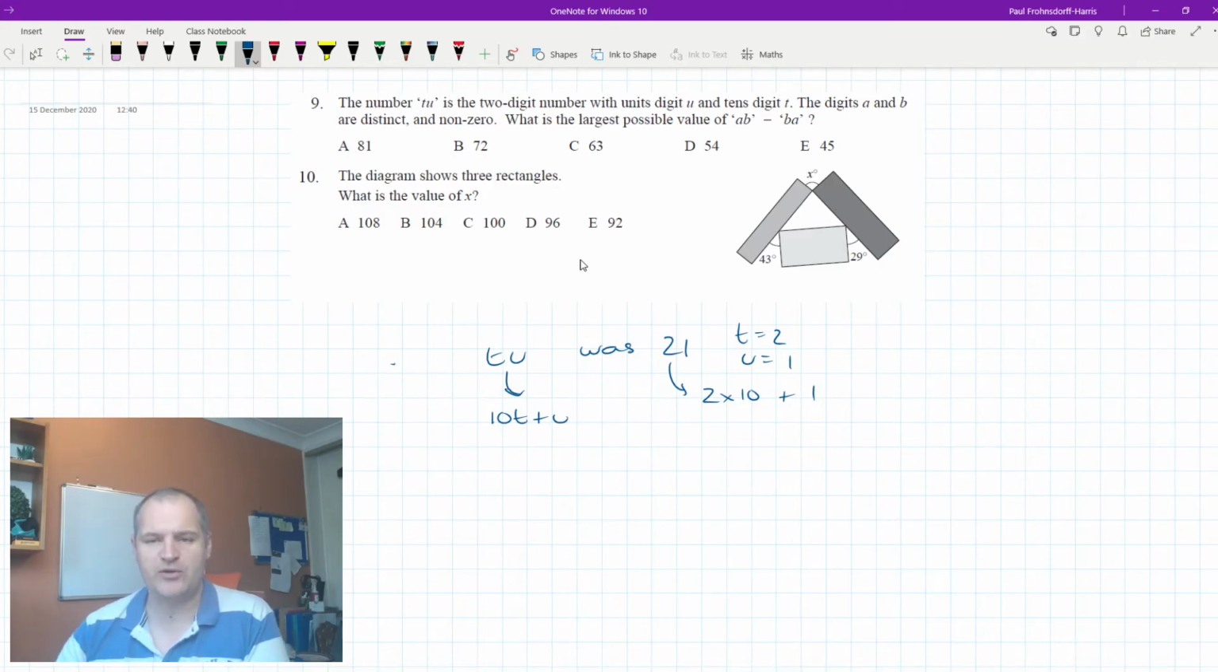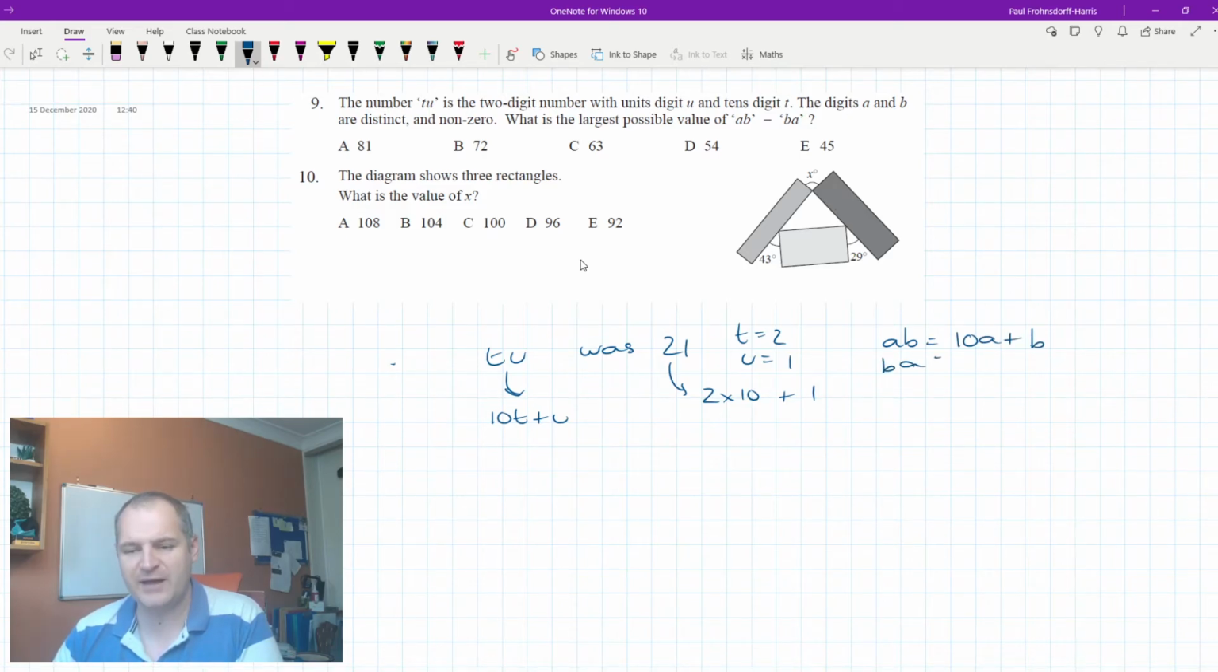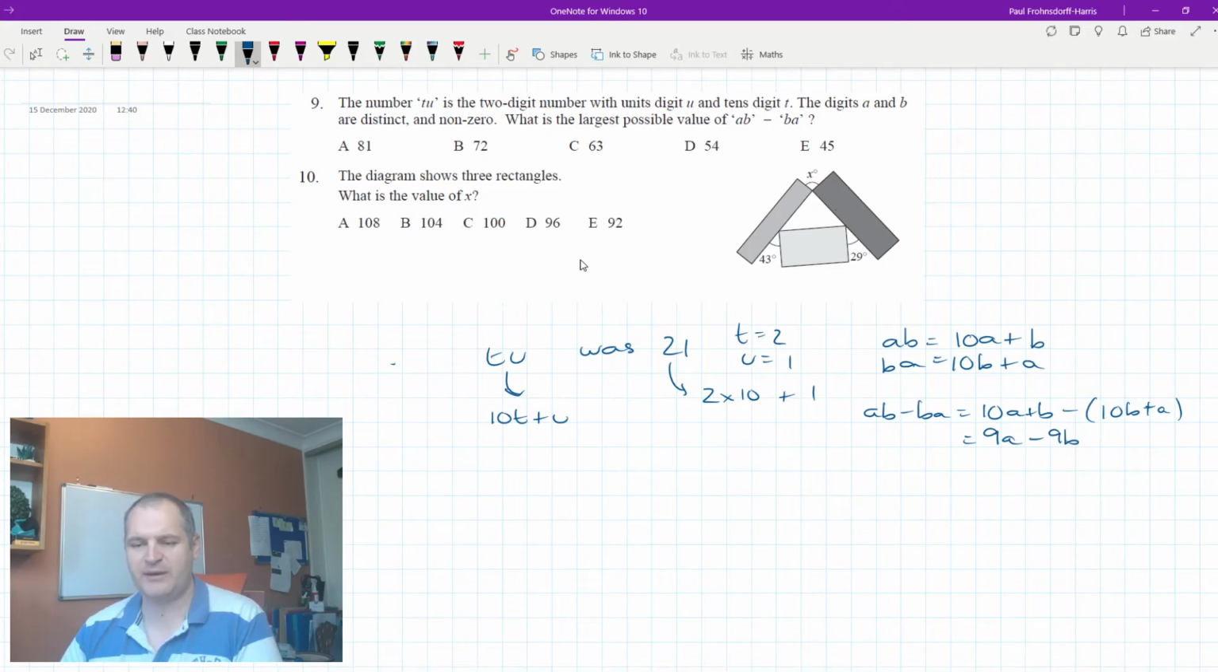This is helpful when we're doing AB. AB can be rewritten as 10A plus B, and BA can therefore be written as 10B plus A. Tens are 10 of them, and then ones of the units. If we now do AB take away BA, we're doing 10A plus B minus 10B plus A. Remembering to take away both bits, that ends up with 9A minus 9B, because B, take away 10 of them, is 9B. We can even factorise that as 9 lots of A minus B.